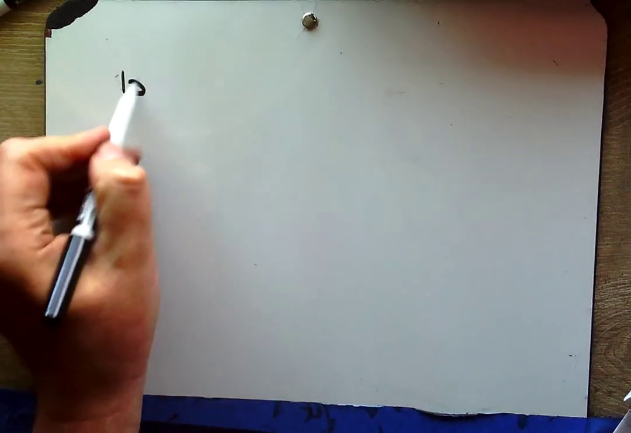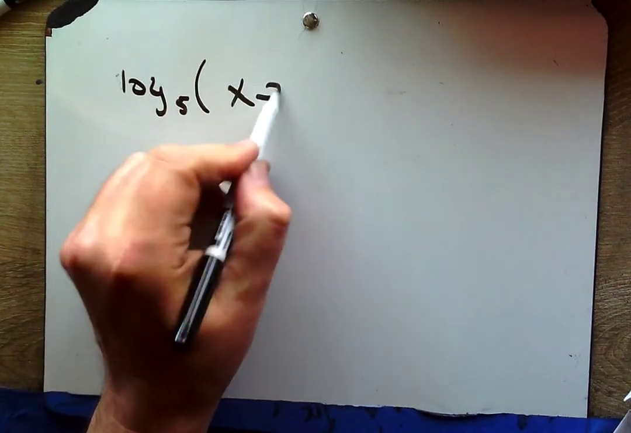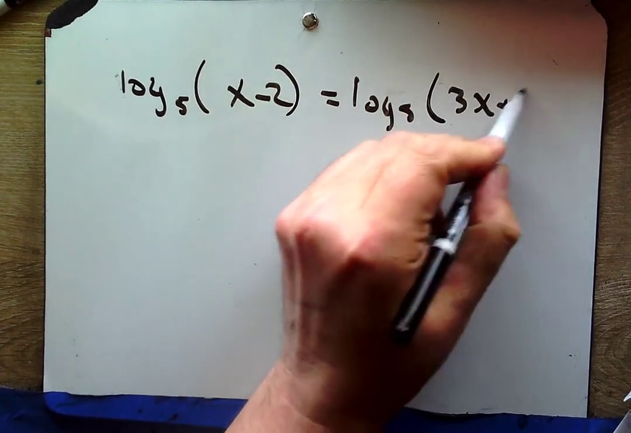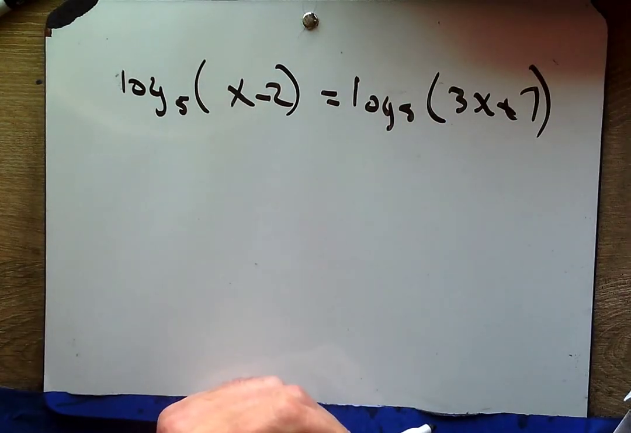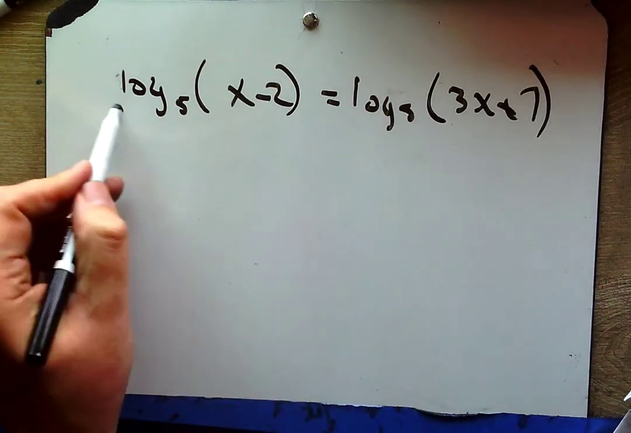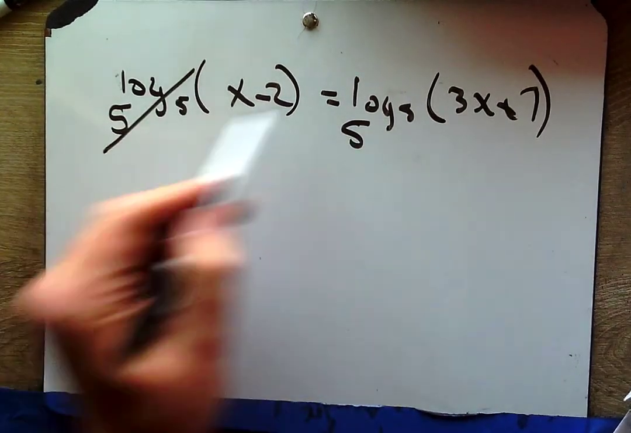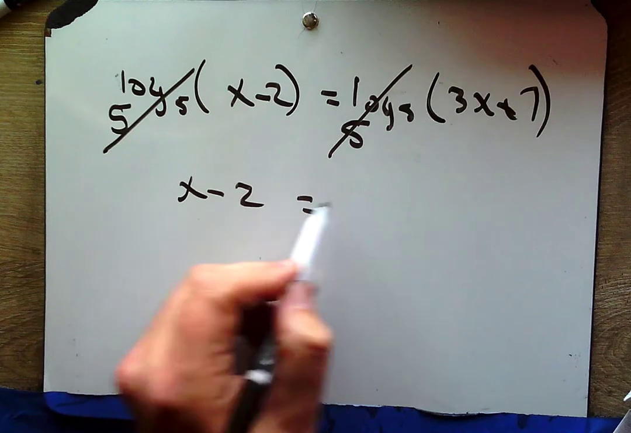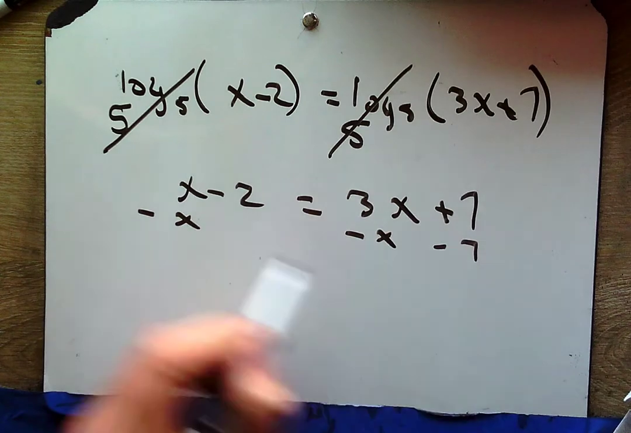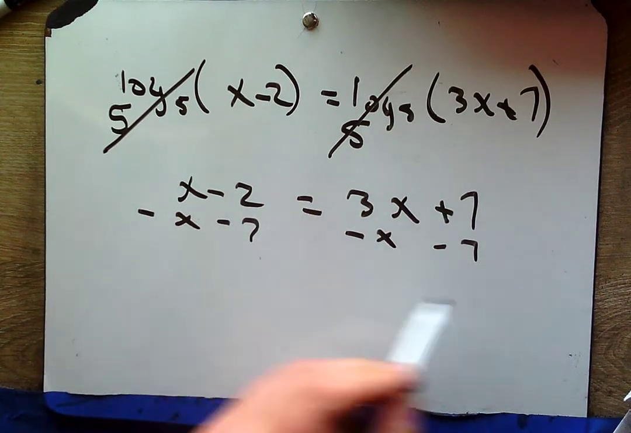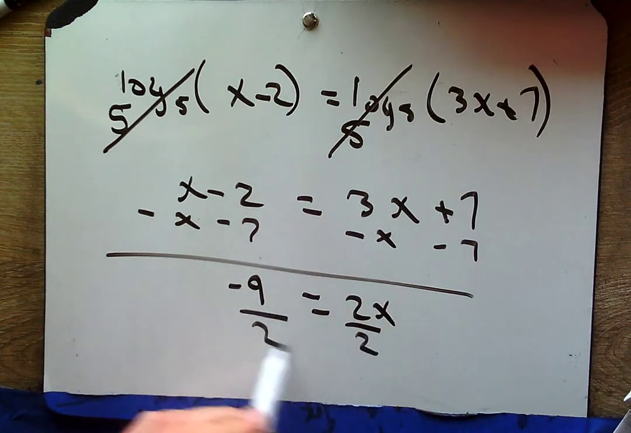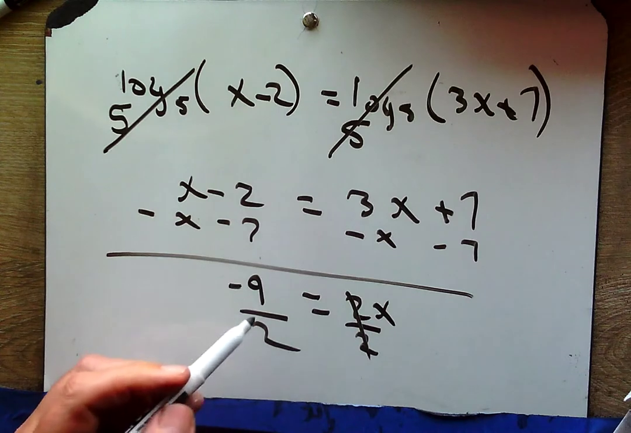Okay, how about this one? Log base 5 of x minus 2 equals log base 5 of 3x plus 7. Give it a try. Okay, did you exponentiate with 5? And so we have x minus 2 equals 3x plus 7. Well, if I subtract x from both sides and subtract 7 from both sides, I'm going to end up with minus 9 equals 2x, or x equals negative 9/2.